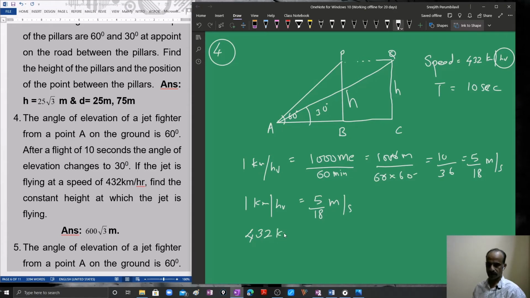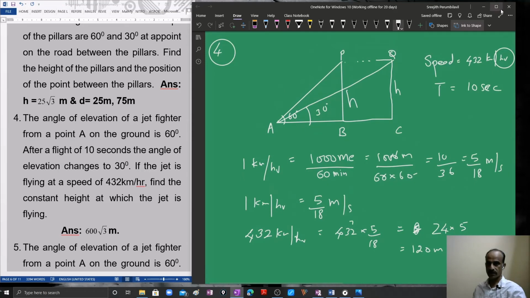432 kilometer per hour is equal to 432 into 5 by 18. So 18 will go into 43 2 times, 36. Then 4 times 5 is 120 meter per second. 120 meter per second. 2 times 36 is 72, it will go 4 times, so 24 into 5, 120 meter per second.